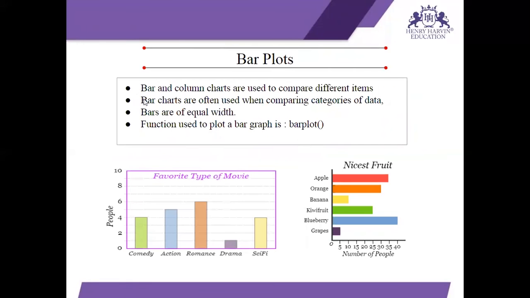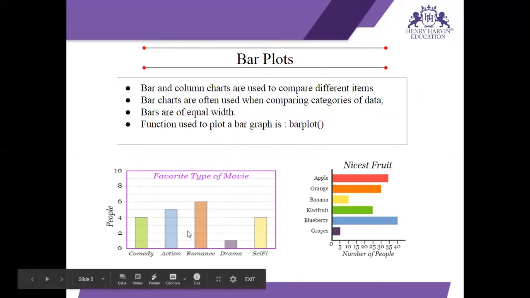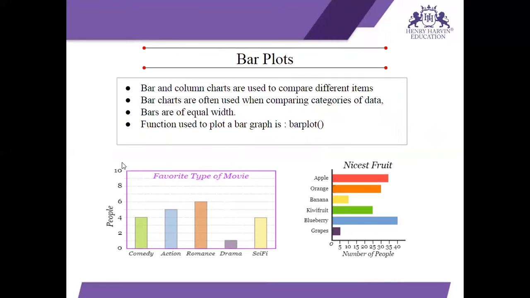Next are bar plots. Bar or column charts are used to compare different items, when we are comparing categories of the data. So whenever we are using bar plots, the data has to be in categorical form. All the bars are of equal width and height depends upon the numbers that we will plot according to the data. The function used to build the bar graph is barplot.